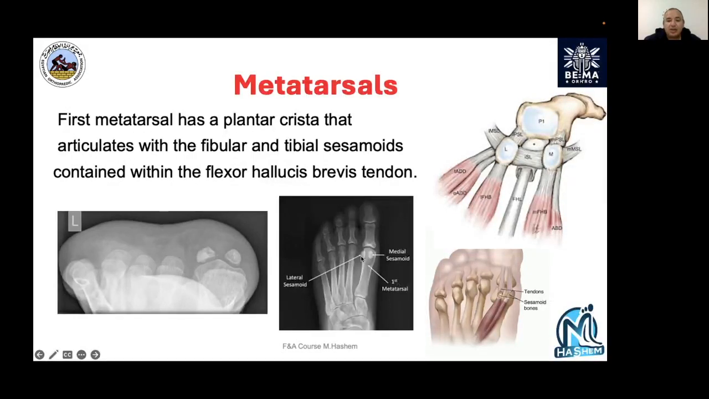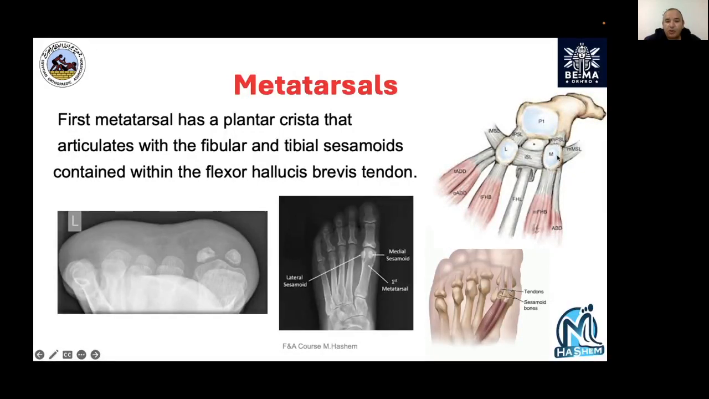As you can see, the sesamoids are accessory bones in the flexor hallucis brevis tendon. The flexor hallucis brevis tendon has medial and lateral sesamoids in it. There is an inter-sesamoid ligament, and there are intermetatarsal-sesamoid ligaments on either side. This is what we call the sesamoid ligament complex, and it is very, very important to keep the two sides balanced.